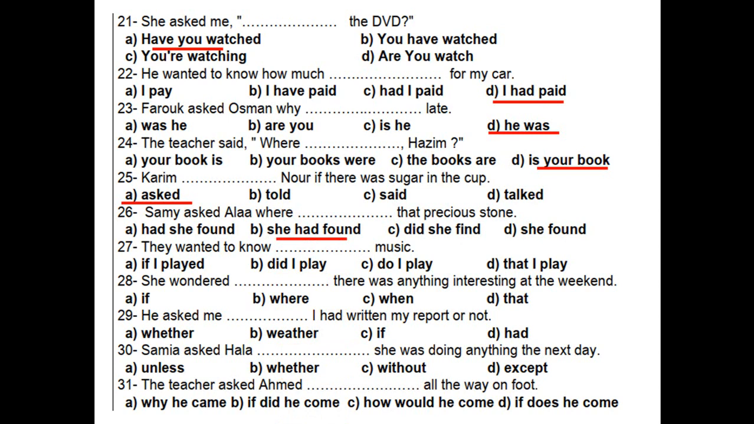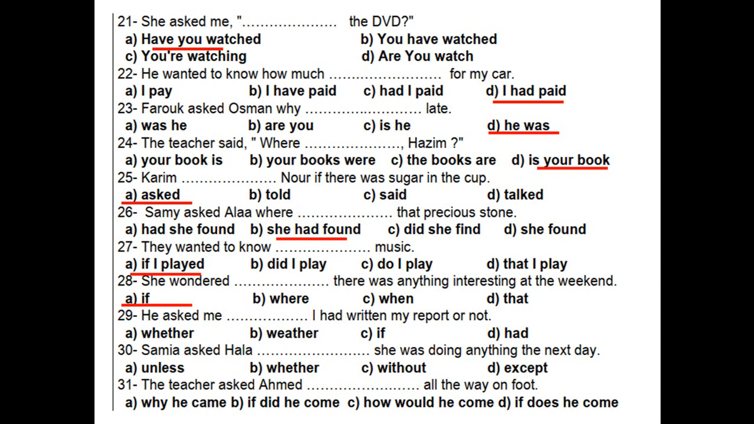Number 27. They wanted to know if I played. Options: did I play, do I play, that I play. Then: She wondered there was anything interesting at the weekend. If, whether, when, that. She wondered if there was anything interesting at the weekend.